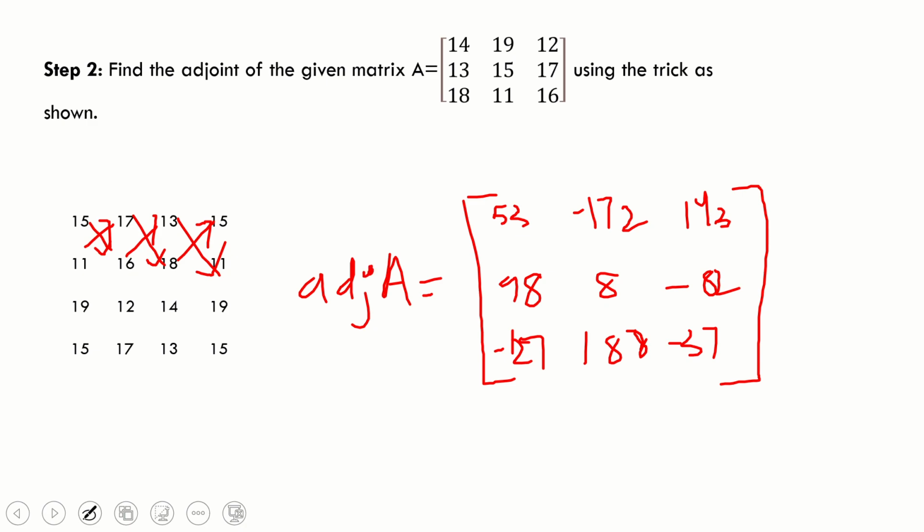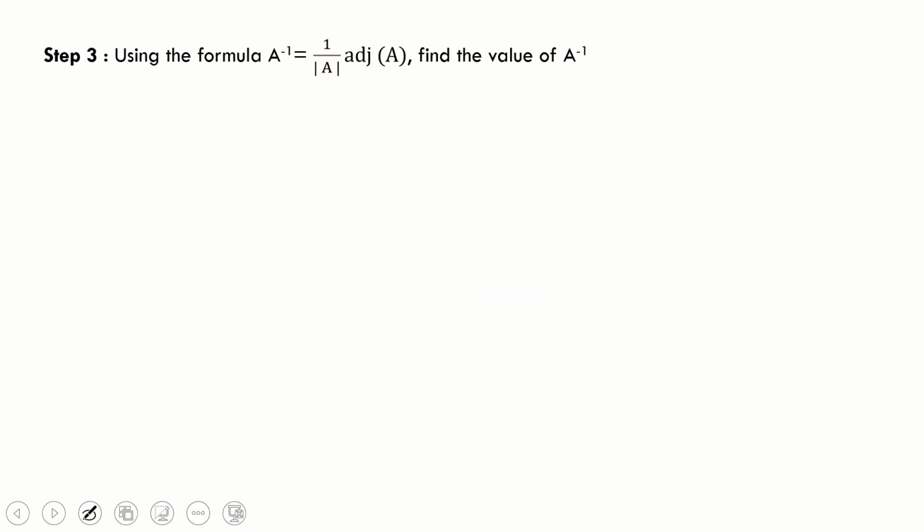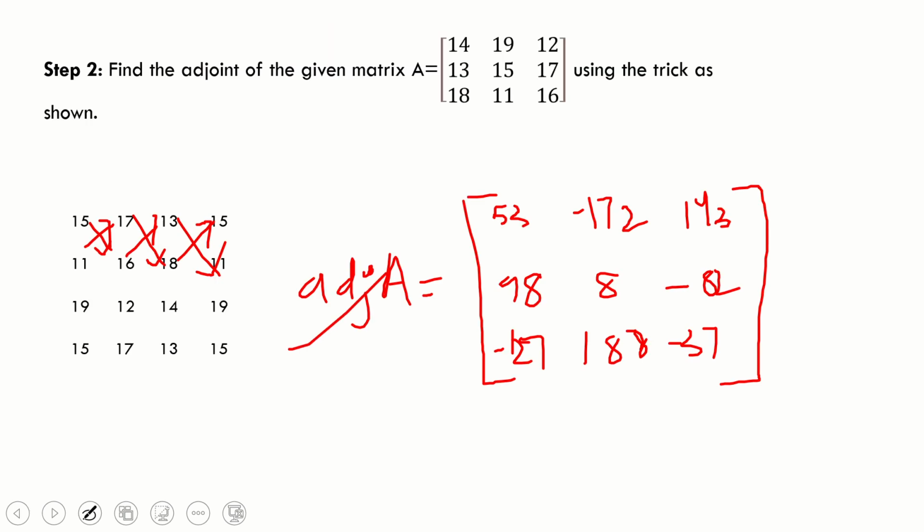Okay, now we have found the adjoint of A, and we know the determinant, and that determinant is not equal to 0. That is why we are finding the adjoint. We know that if it is not equal to 0, the inverse exists. So we know now the inverse, and now you have to use this formula: A inverse is equal to 1 upon determinant A times adjoint of A. So now we have found this value. This is the adjoint A.